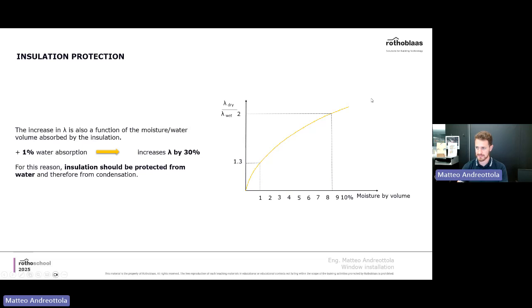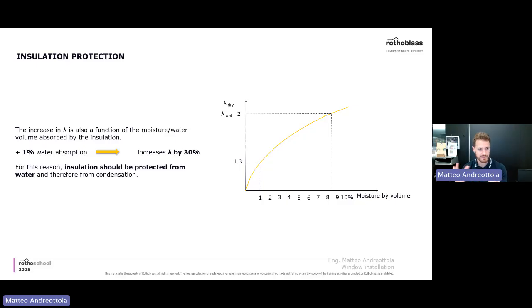Actually, let's go on to another interesting thing that's telling you why it's so important to do the design the right way. And with design, I mean the design of the build-up and the window design. Check out these numbers over here. With 1% of water absorption into the insulation, you are increasing the lambda by 30%. What does that actually mean? That means that you're losing basically a third of your potential insulation properties, just by adding 1% water to the insulation.